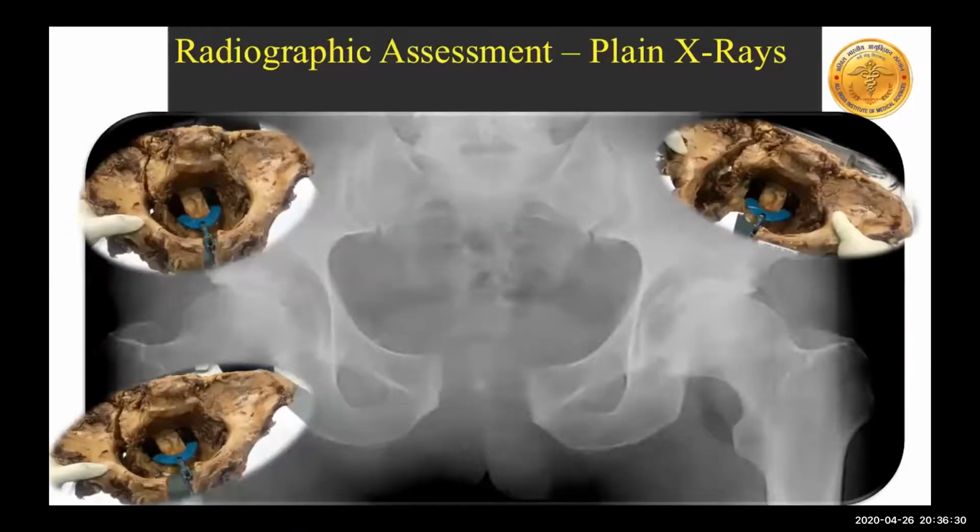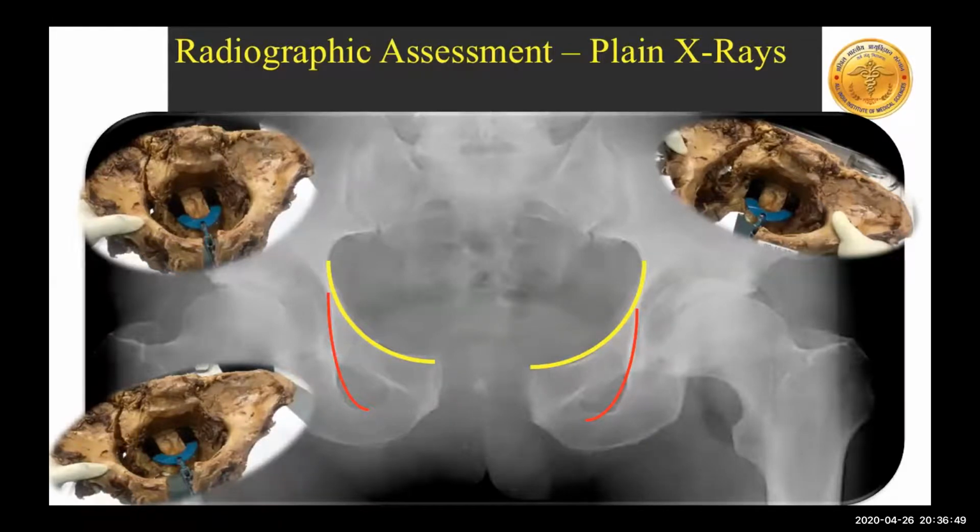So how do you assess these injuries? Depending upon whether you have an APC or an open book kind of situation, how do you assess this particular X-ray? The first thing that you need to do is draw your iliopectineal lines and see if there is an associated injury to the acetabulum of the hemipelvis or both sides.